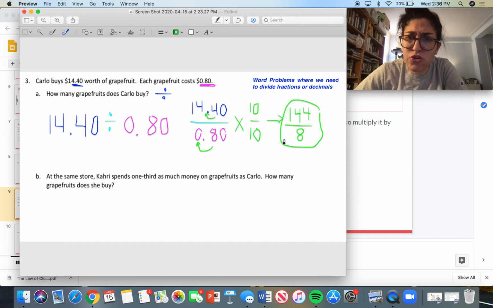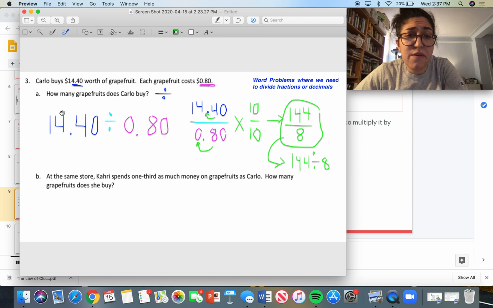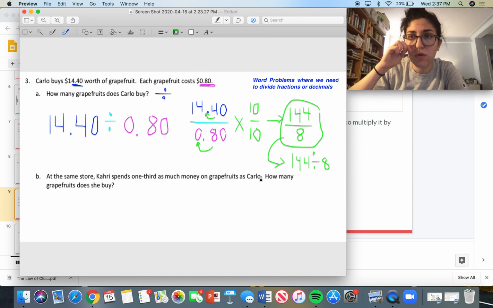Whatever works best for you, you can take this and turn it back into 144 divided by 8. And you'll see it looks very similar to what we did over here. The only difference is now we no longer have to deal with a decimal.